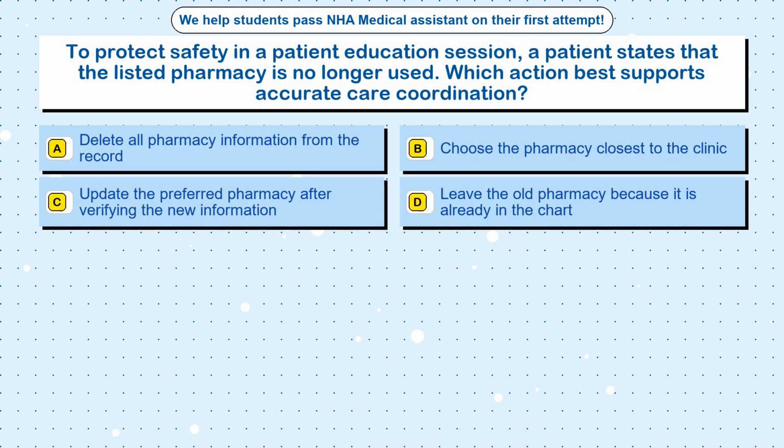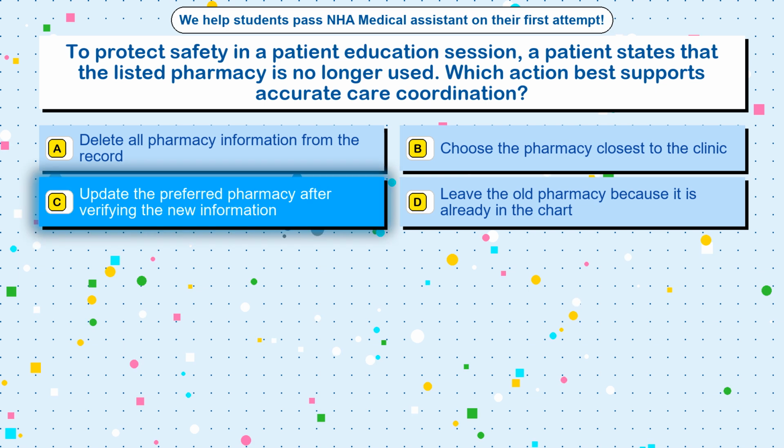Question 33. To protect safety in a patient education session, a patient states that the listed pharmacy is no longer used. Which action best supports accurate care coordination? Option A, delete all pharmacy information from the record. Option B, choose the pharmacy closest to the clinic. Option C, update the preferred pharmacy after verifying the new information. Option D, leave the old pharmacy because it is already in the chart.